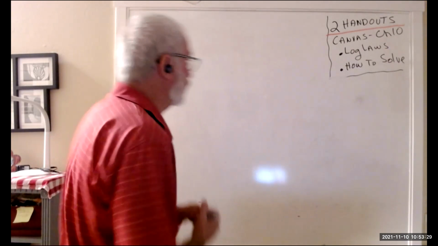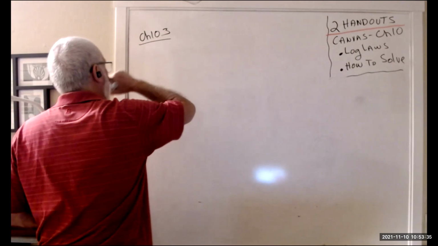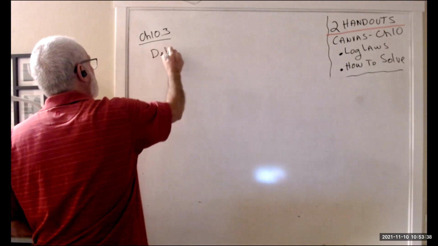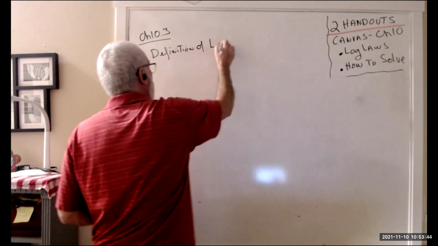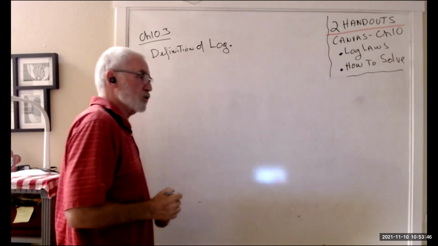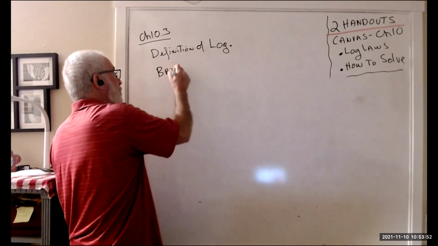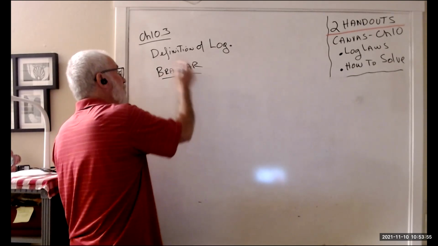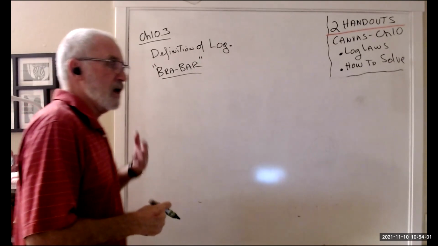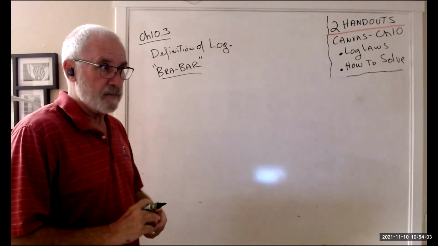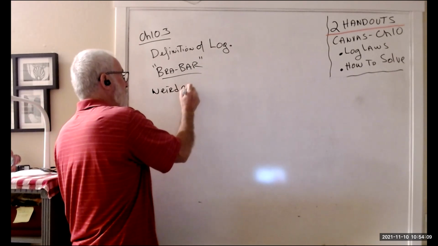The other day in section 10.3, I introduced something called the definition of a logarithm. And I called it the Brabar Rule. That's because it's easier and more fun to say. But technically in math, it's the definition of what is a logarithm. And what I told you is a logarithm was a weird exponent.